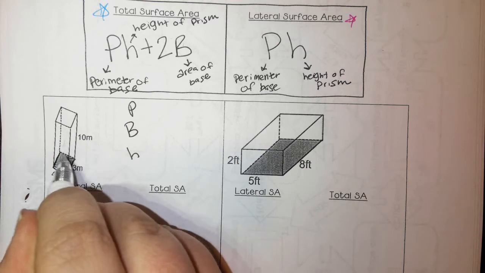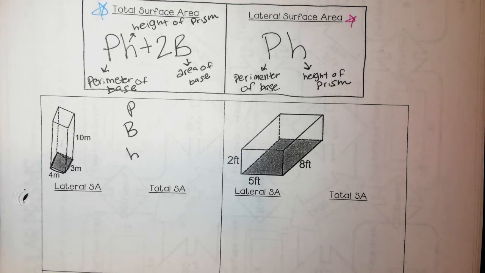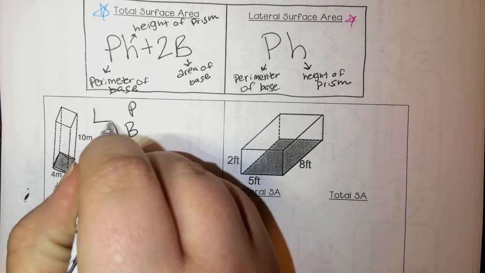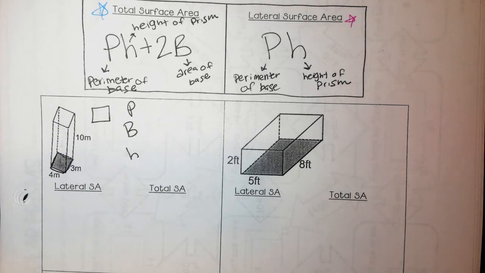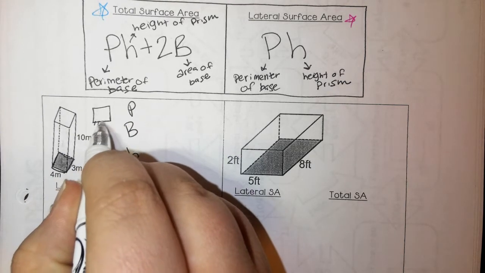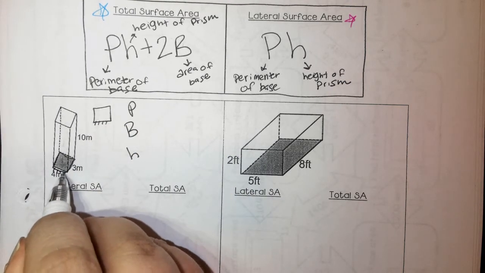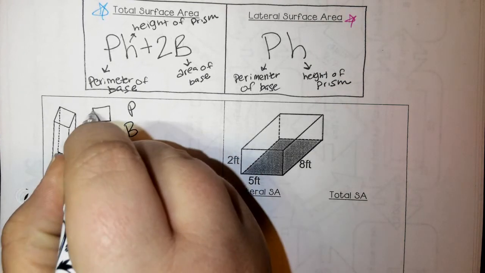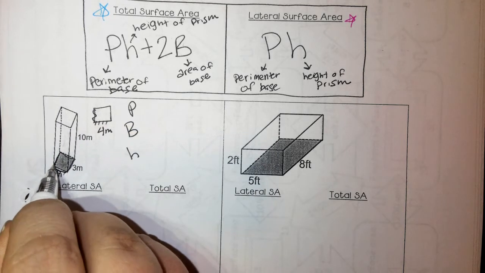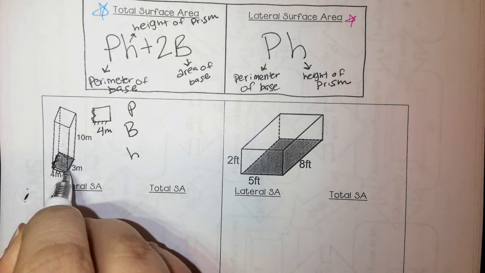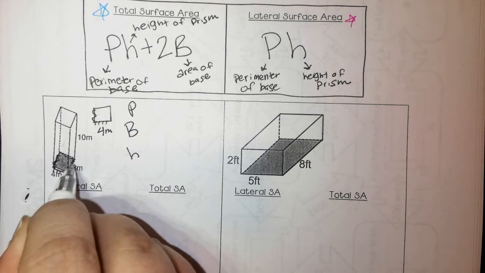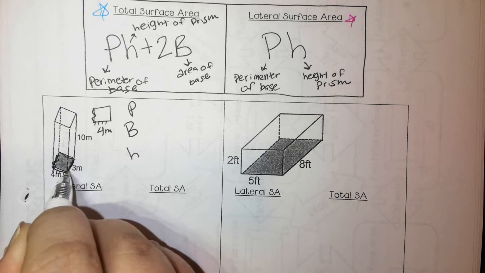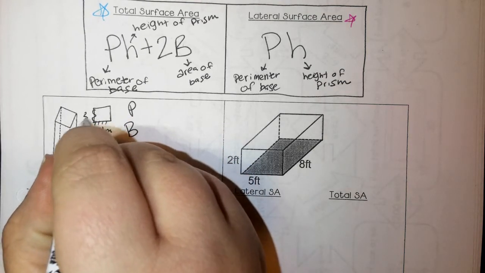You can see it here, but just so I don't make any mistakes with my numbers, I'm going to redraw it. Redraw my base. Now I can say that this edge is 4 meters long. And this edge, that's the same as this one. This line goes across the line that is 3 meters long.